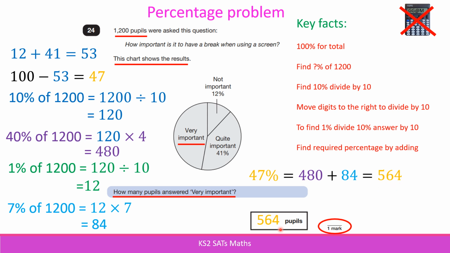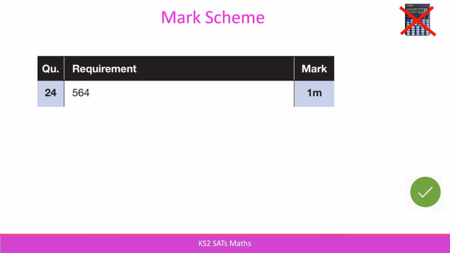Remember to write your answer in the box provided. This will give you 1 mark in the exam. Give yourself a big tick if you got that correct. Well done. The mark scheme on this question shows the answer is 564 for 1M, which means 1 method mark.